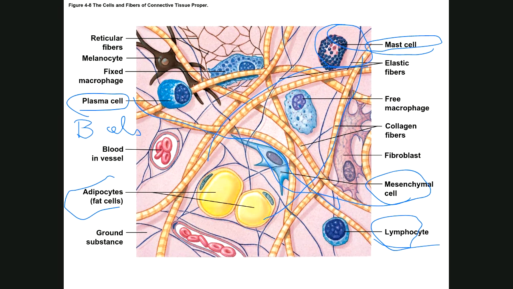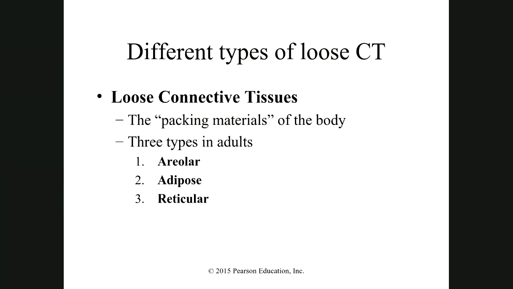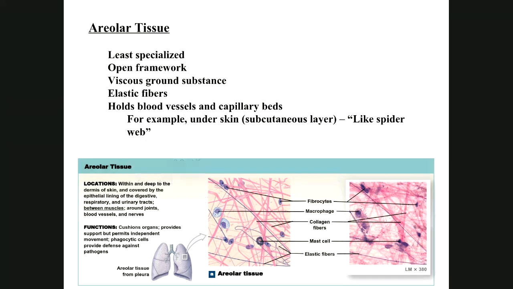The loose ones: we saw loose areolar connective tissue, adipose, and reticular. Here's your loose areolar. You see how that's loose areolar. I would say that spider-like web is key there, important. And they're usually surrounding muscle.